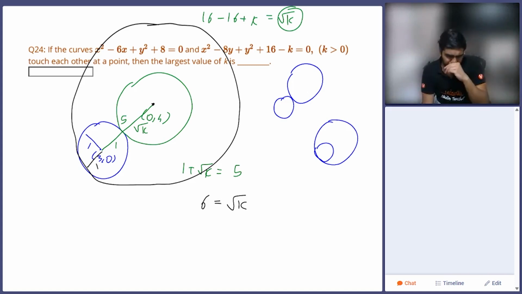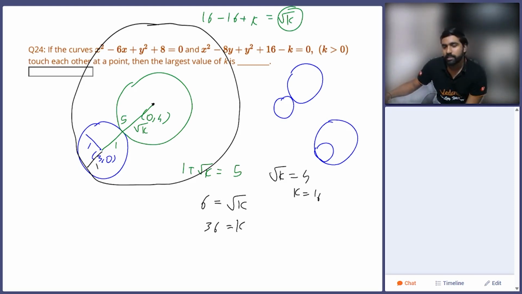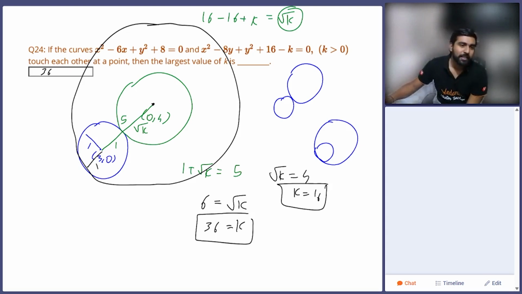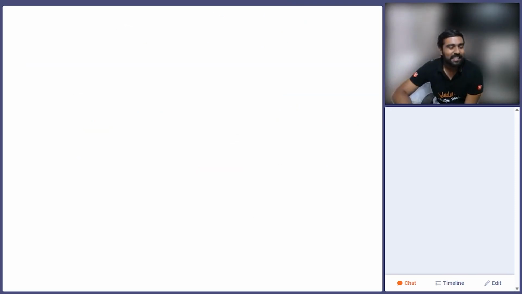Okay? So here the 5 plus 1 category we are considering. So here I will get k equals to 36. Over here I will get root k equals to 4, k equals to 16. So out of the two cases, which is the bigger value? 36 will be the bigger value. Simply the position of two circles with respect to one another, the basic logic is all that you have to use over here. Okay, everyone? So the idea is clear.